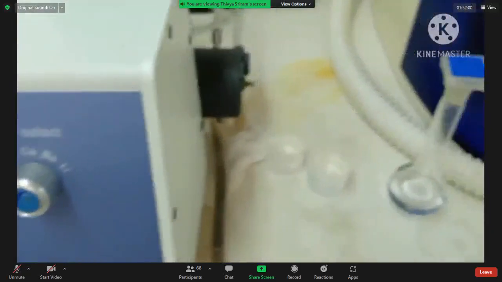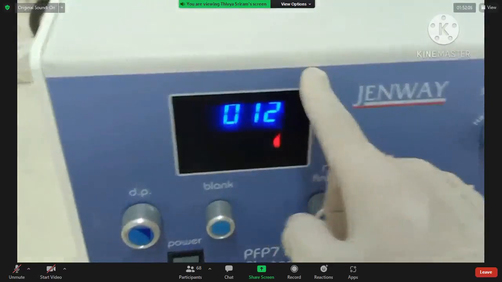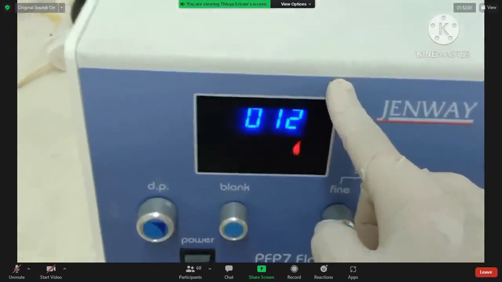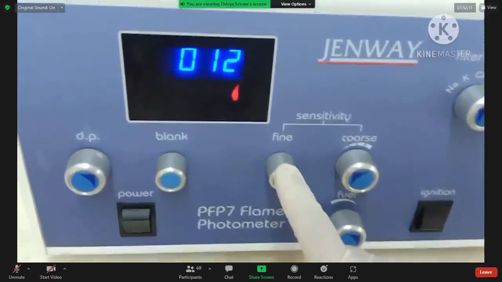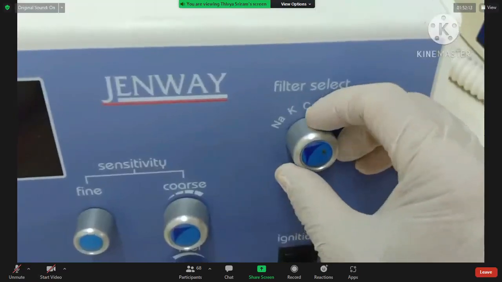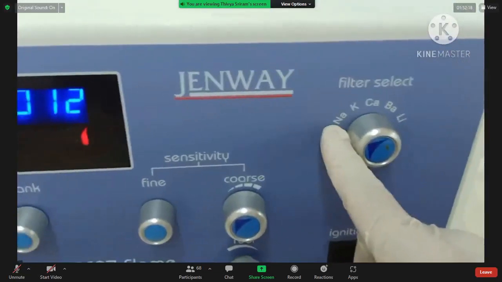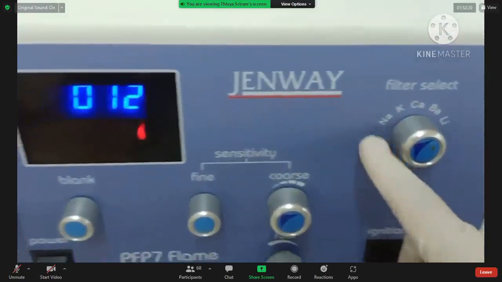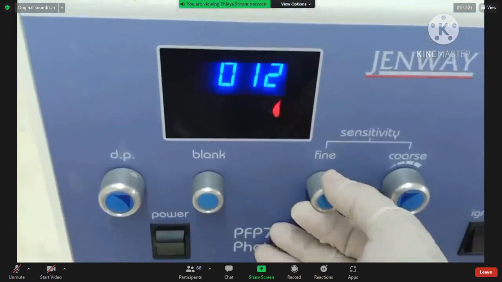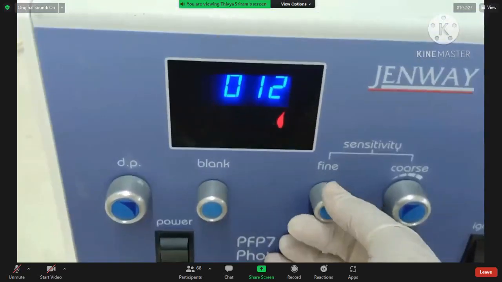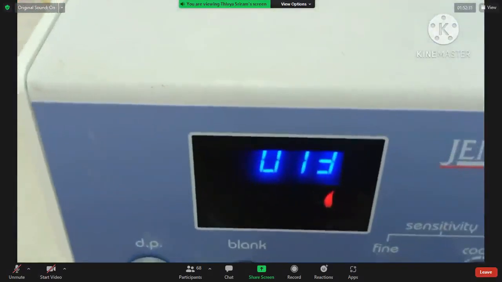So now that I have my highest concentration, I have to set here 10 ppm by using this fine knob. By the way, we will be analyzing sodium, so we have to make sure that our filter here is set to sodium. So now we will adjust this to 10 ppm with this fine knob. We have to adjust to 10 ppm.